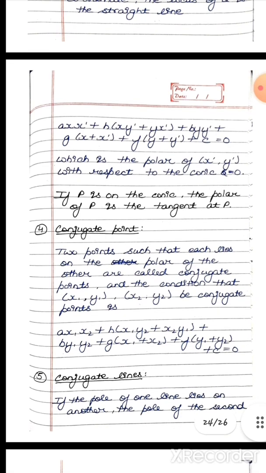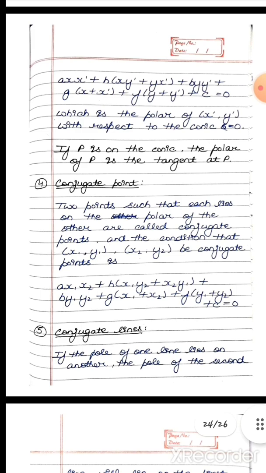Let us also discuss some important terms related to pole and polar. First is conjugate points. Two points such that each lies on the polar of the other are called conjugate points, and the condition for points (x1, y1) and (x2, y2) is a x1 x2 plus h(x1 y2 plus x2 y1) plus b y1 y2 plus g(x1 plus x2) plus f(y1 plus y2) plus c equals 0.